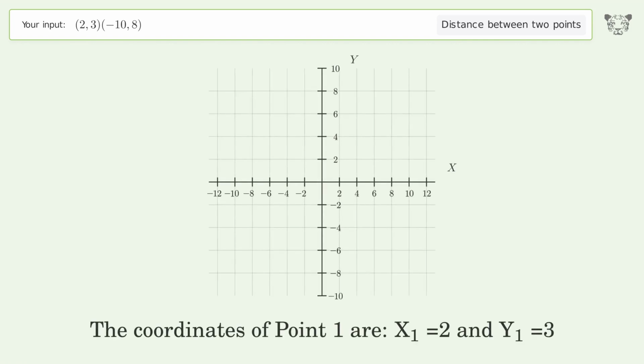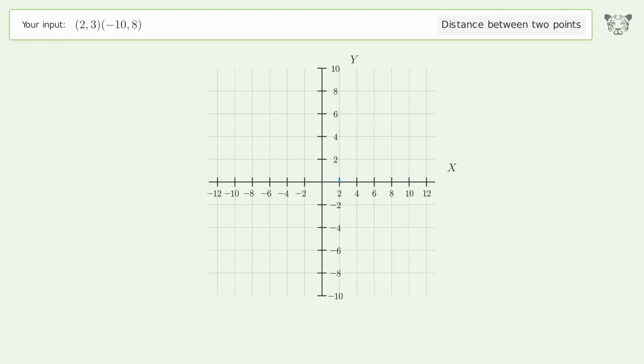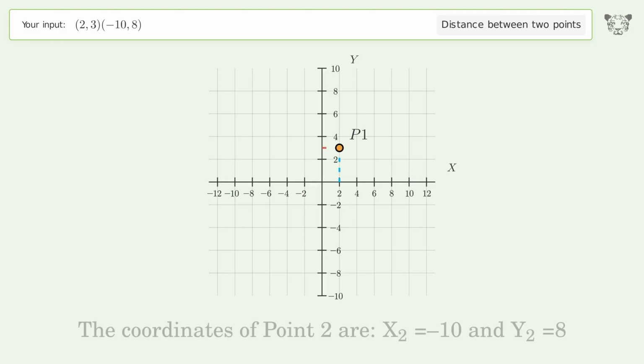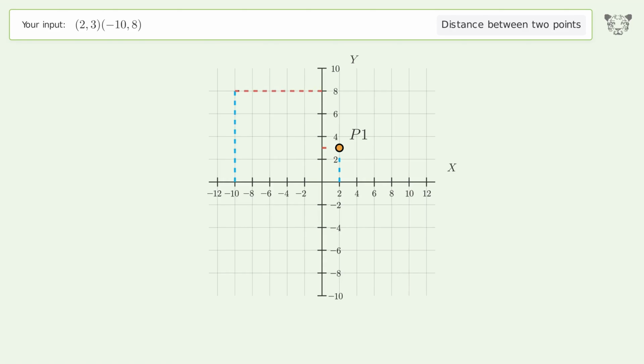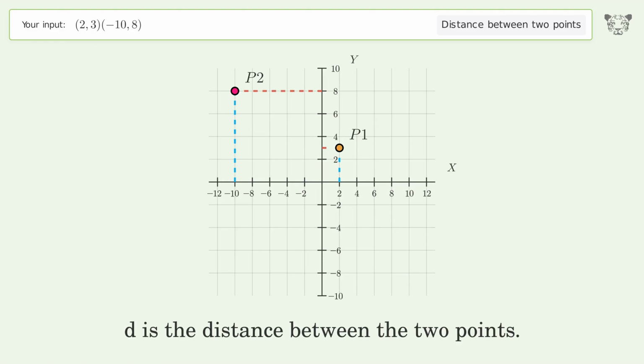The coordinates of point 1 are, x1 equals 2 and y1 equals 3. The coordinates of point 2 are, x2 equals -10 and y2 equals 8. D is the distance between the 2 points.